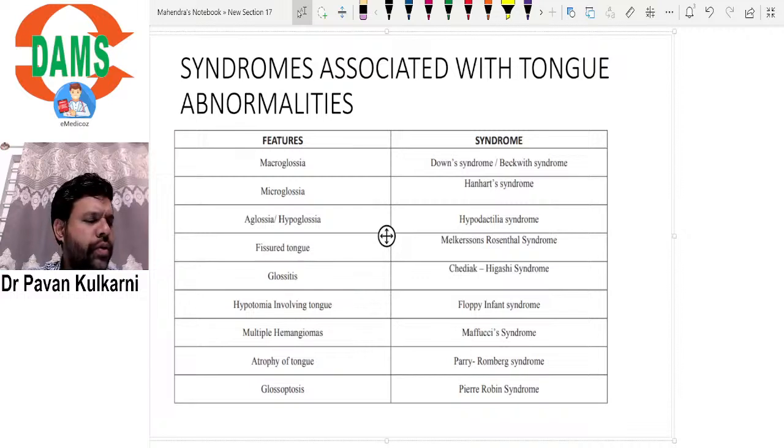Glossoptosis. What is glossoptosis? Falling back of the tongue. That you see in the case of Pierre Robin syndrome. Pierre Robin syndrome has the falling back of the tongue, which is called glossoptosis.